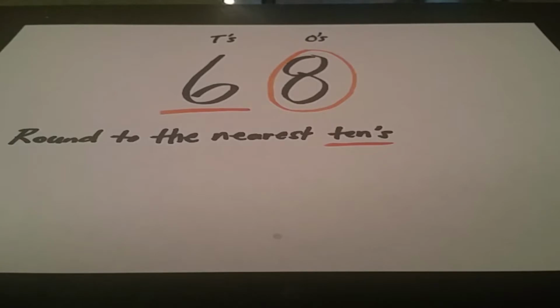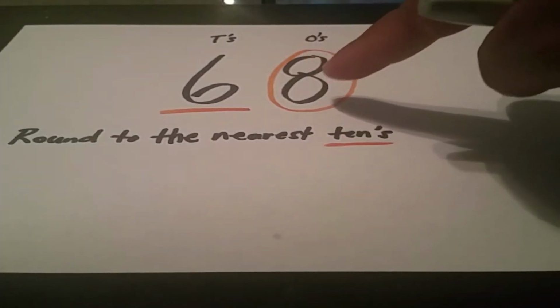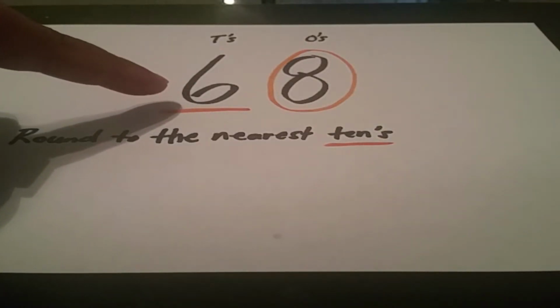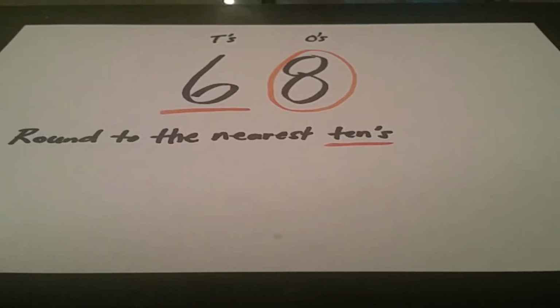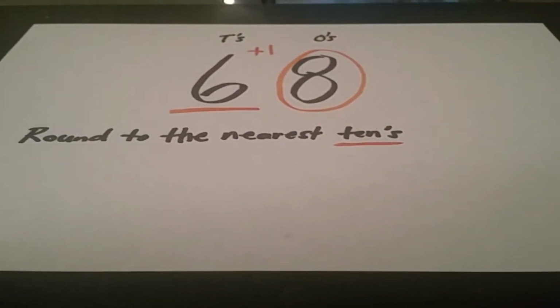If the number is 4 or less, we let it stay cool. That means we do nothing to it. Now the number that we're talking about doing something to is the underlined number. This number here just tells us what we're going to do. This is the number that's going to change or not change. Since we have an 8, we know that any number that's 5 or more tells us to add 1 to the underlined number. So I'm going to add 1 to this 6.